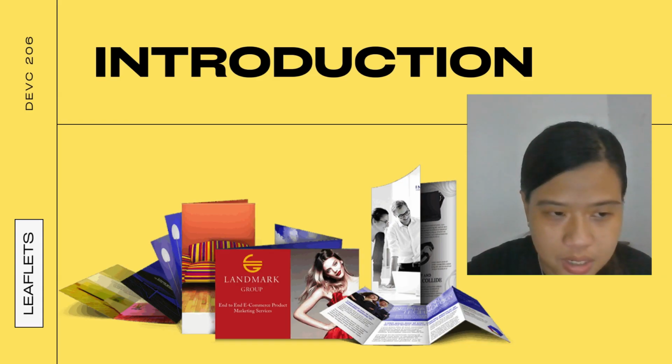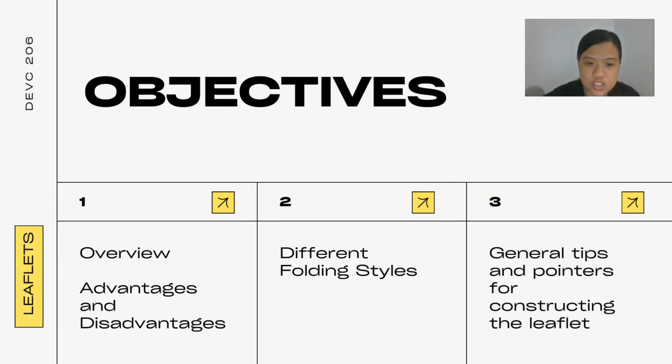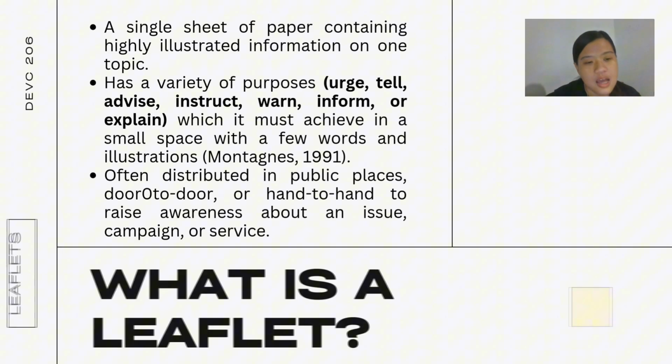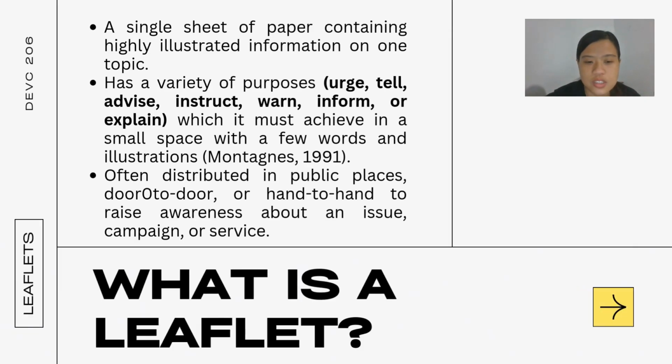So the objectives for this discussion include the definition of a leaflet, different ways of leaflet folding styles, and we will also discuss the general tips and pointers for constructing the leaflet. Now, let us first define a leaflet. So what is a leaflet? A leaflet is a single sheet of paper containing highly illustrated information on one topic.